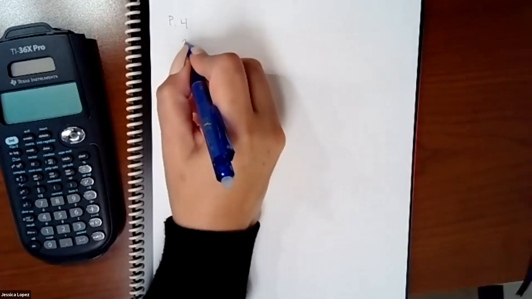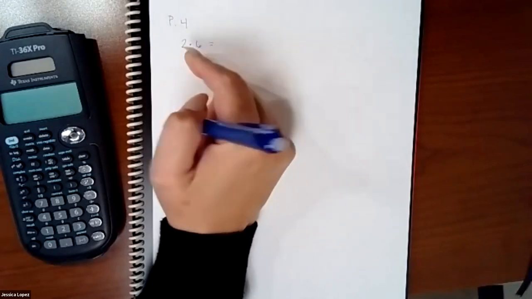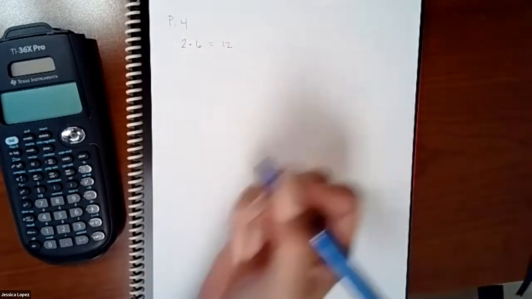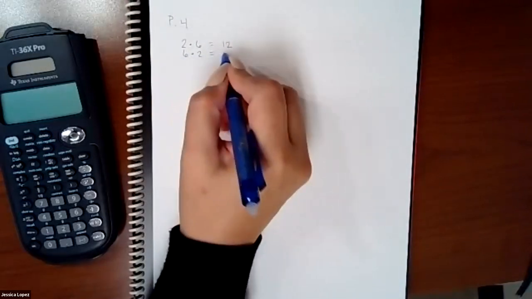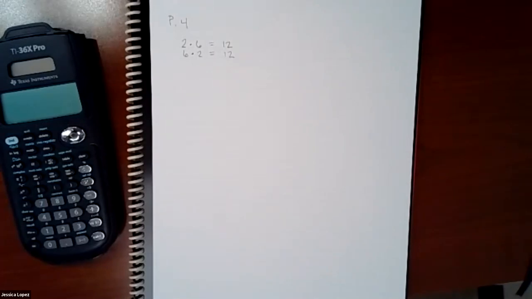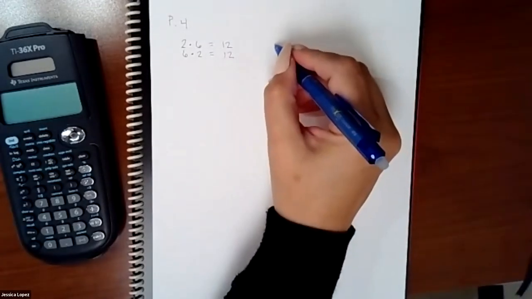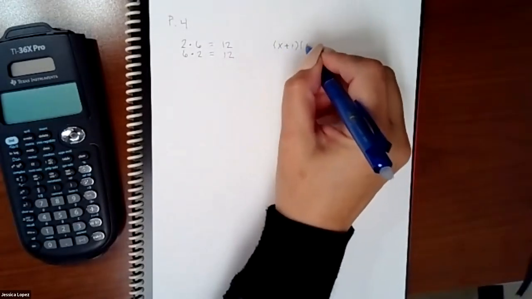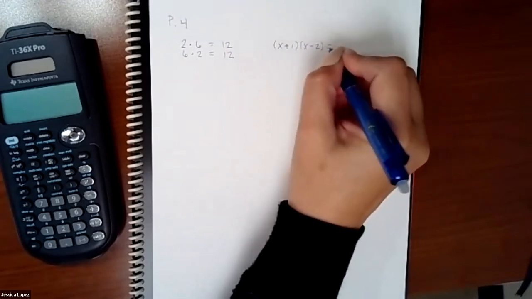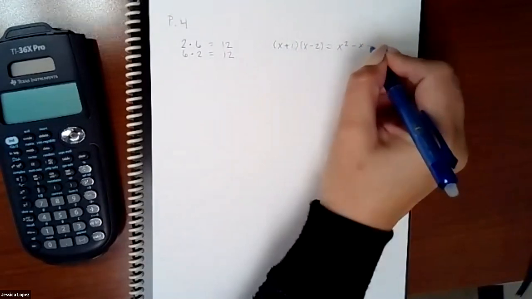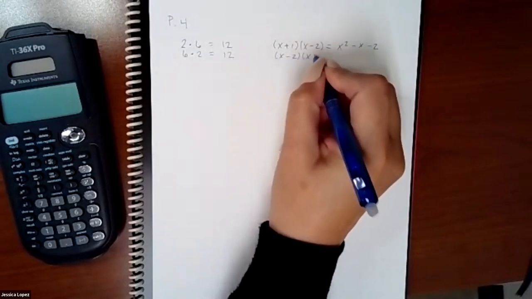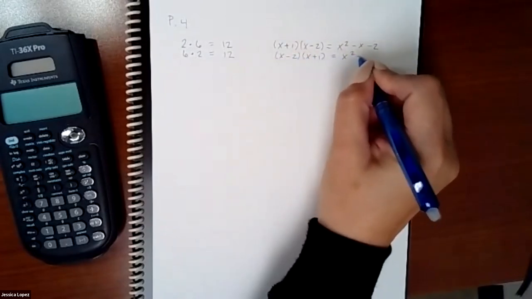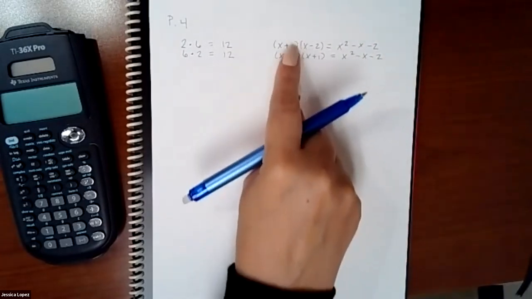And what I wanted to point out is if you write a product like this, those are your two factors and they give you 12. I want you to be aware that the order in which the factors stand does not matter. The product is still the same 12, right? So for instance, I'm just giving you the answers here, but if I had two things like this, it doesn't matter what order the two factors are in. These are the same thing, okay?